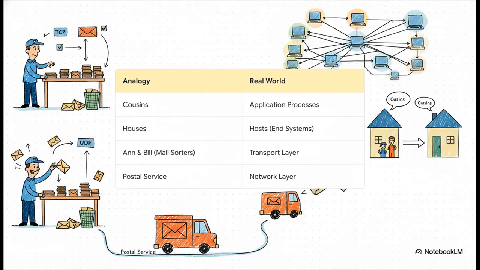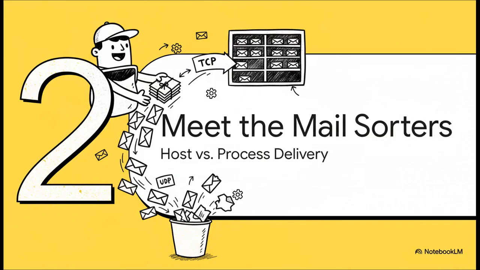Okay, so here's where our little story gets really powerful. It maps perfectly to how the internet actually works. The cousins, those are your apps, Netflix, your email client, that video game. The two houses, those are the computers, right? Your laptop and, say, a server somewhere. The postal service carrying all those letters between the houses? In the real world, that's called the network layer. And Anne and Bill, the two people inside each house sorting all that mail, that is our hero of the day, the transport layer.